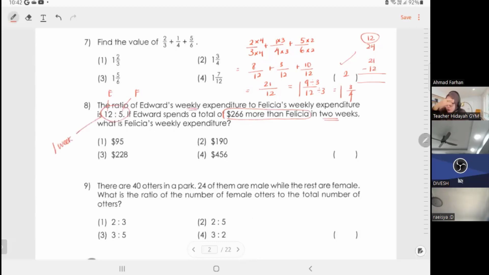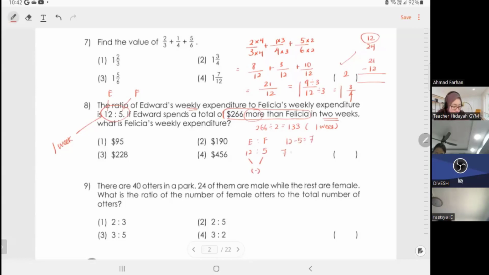Your first step is to find out how much more Edward spent than Felicia in 1 week first. So you take 266 divided by 2 weeks equals 133. This is in 1 week, the extra for Edward versus Felicia. So you have Edward is to Felicia 12:5. What you do is find a difference to compare, right? So 12 minus 5 equals 7.